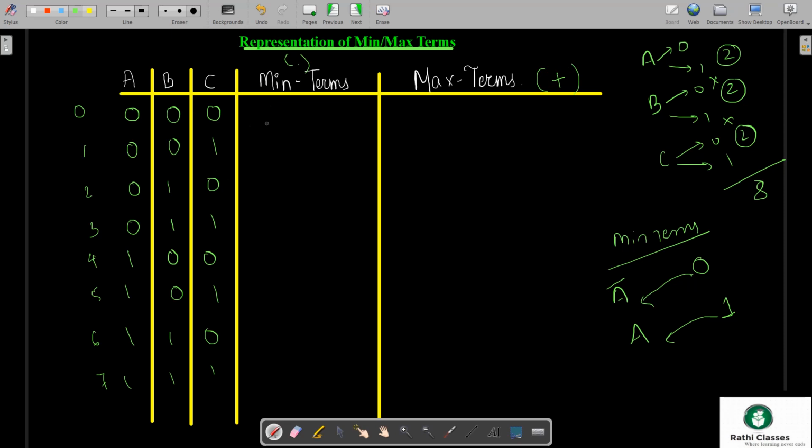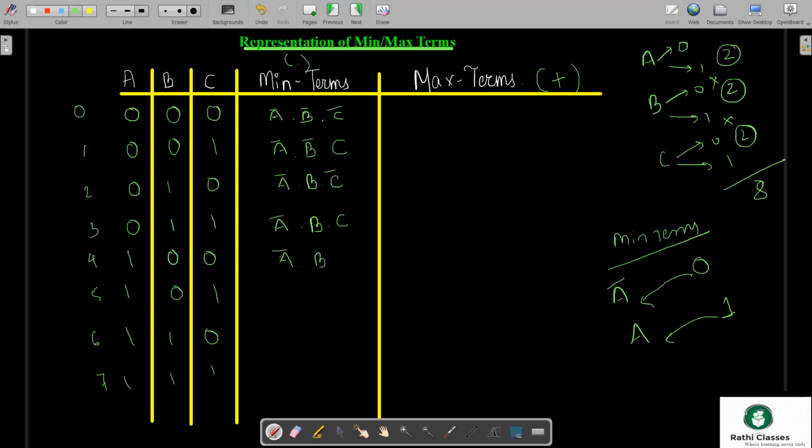Suppose, what will the value then? Here it is A bar, B bar, C bar, because A is 0, B is 0, C is 0, and I need to use a dot operation in order to represent it in terms of minterms. Similarly, the next value will be A bar, B bar, C, with dots. Then A bar, B, C bar, since B is 1 and the rest are zeros. In this case, A bar, B, C.